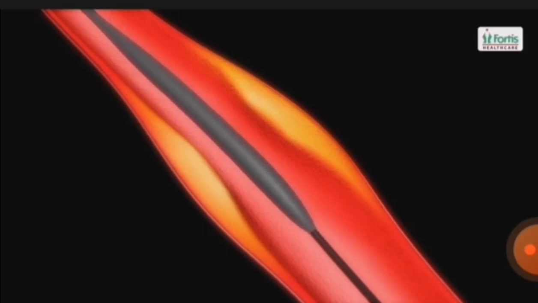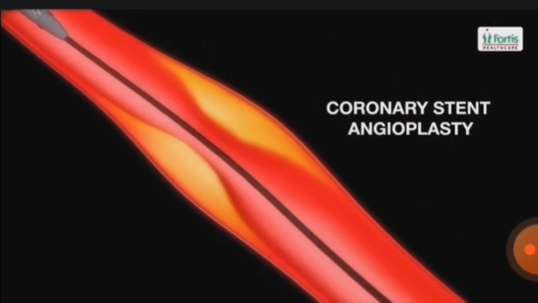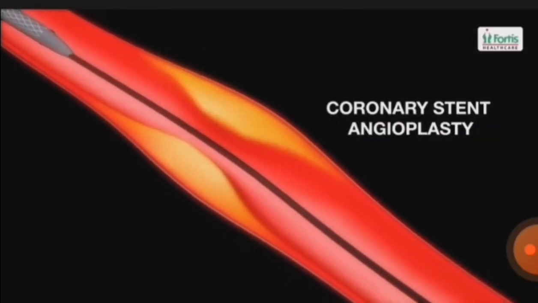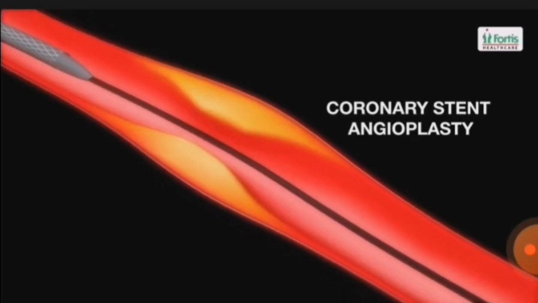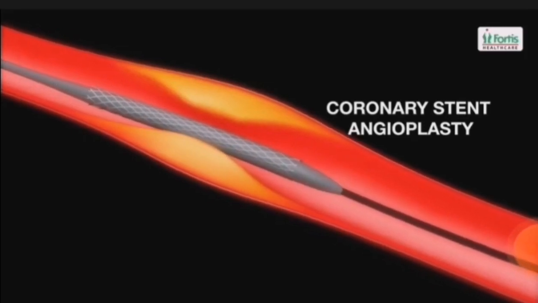The same treatment procedure is repeated in the case of multiple blockages. Most patients may also receive a coronary stent, which is a small tube made of wire mesh designed to keep the artery open once it has been treated.